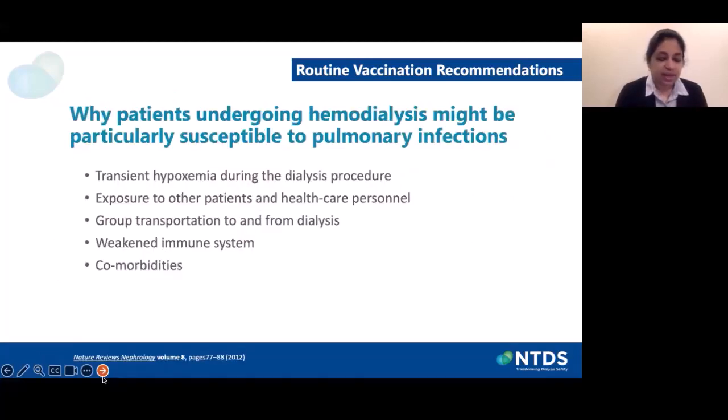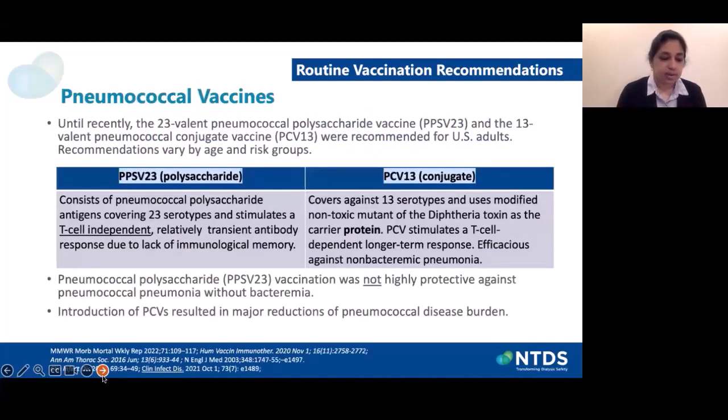The patients undergoing hemodialysis might be particularly susceptible to pulmonary infections for several reasons, such as transient hypoxemia during the dialysis procedure, exposure to other patients and staff at the dialysis facility and during shared rides to and from dialysis, weakened immune system, and multiple comorbidities. Until recently, 2 vaccines, the 23-valent pneumococcal polysaccharide vaccine, PPSV23, and the 13-valent pneumococcal conjugate vaccine, PCV13, were recommended for US adults. Pneumococcal polysaccharide vaccination was not highly protective against pneumococcal pneumonia without bacteremia.